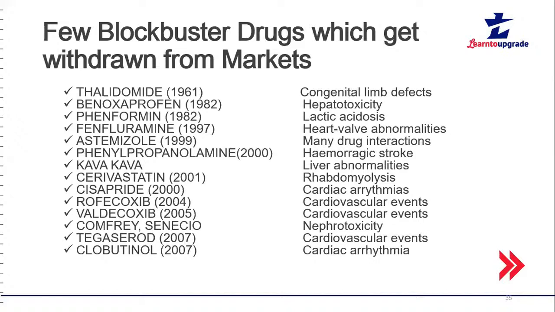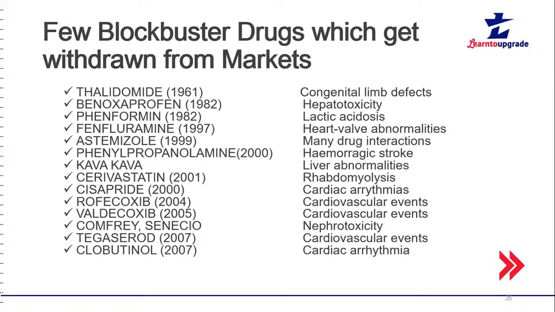Okay, thalidomide, 1961, when it got withdrawn, and the reason being the teratogenic potential, that is, congenital limb defects happened. Babies were born limbless or with some limb defects. Benoxaprofen in 1982, another important milestone. It created hepatotoxicity. It's a US product, and it created hepatotoxicity, because of which it got withdrawn within the next 3 years.